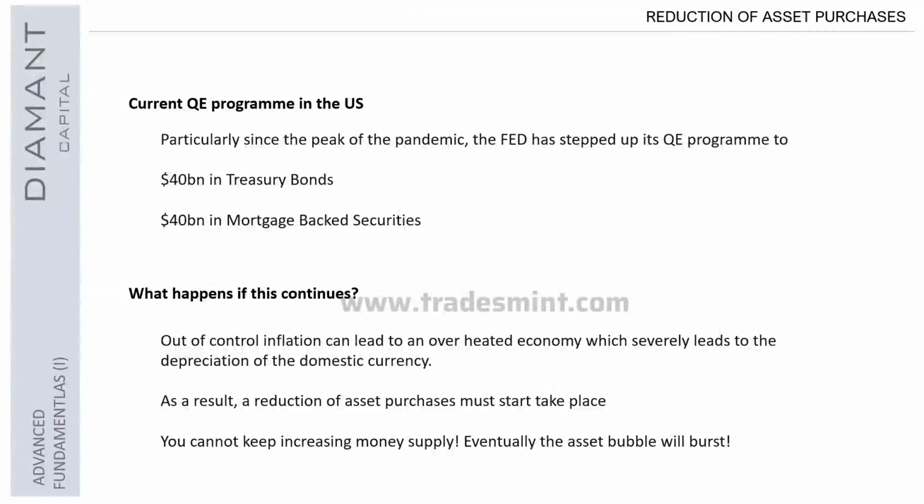So what happens if this continues? We're obviously going to be seeing out of control inflation that can lead to an overheated economy, which severely leads to the depreciation of the domestic currency. As a result, the Fed have obviously got to take action. So a reduction of asset purchases must start to take place. You simply can't keep increasing money supply without expecting something negative to happen.